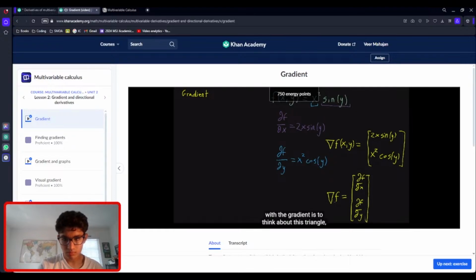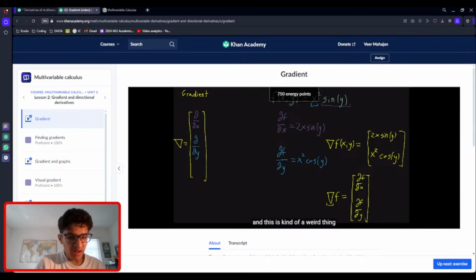So a very helpful mnemonic device with a gradient is to think about this triangle, this nabla symbol, as being a vector full of partial derivative operators. And by operator, I just mean something where you give it a function and it gives you another function. So you give this guy the function f, and it gives you this multivariable function as a result. So the nabla symbol is this vector full of different partial derivative operators, and in this case it might just be two of them.